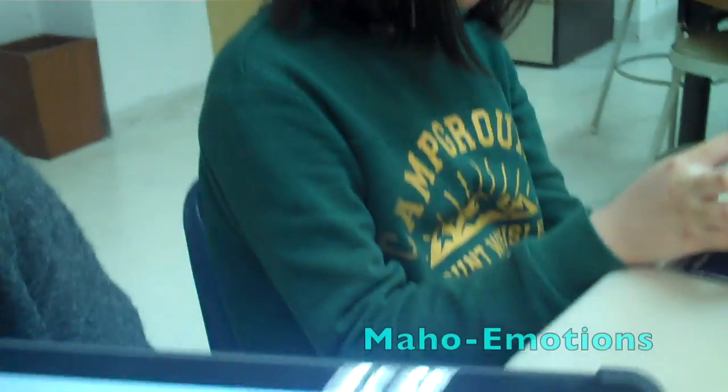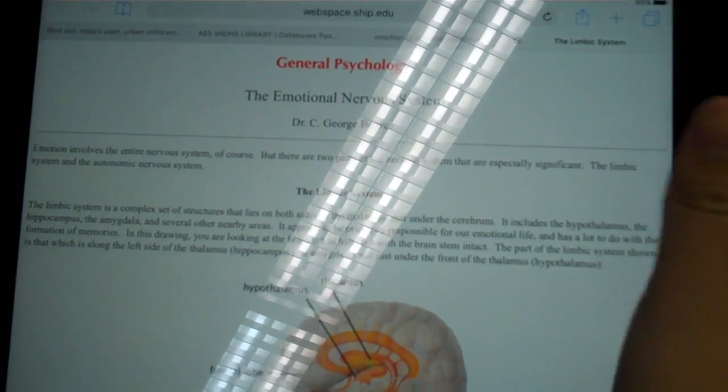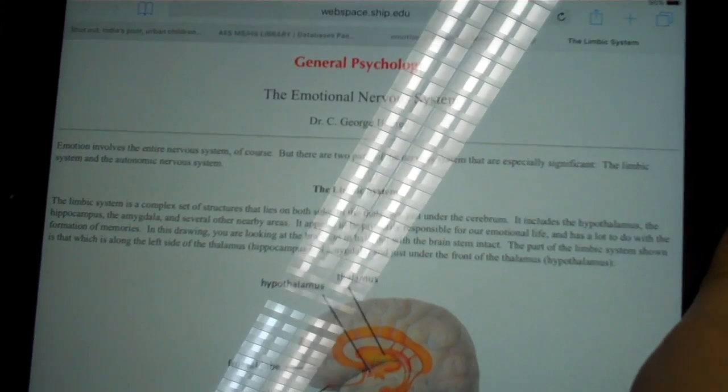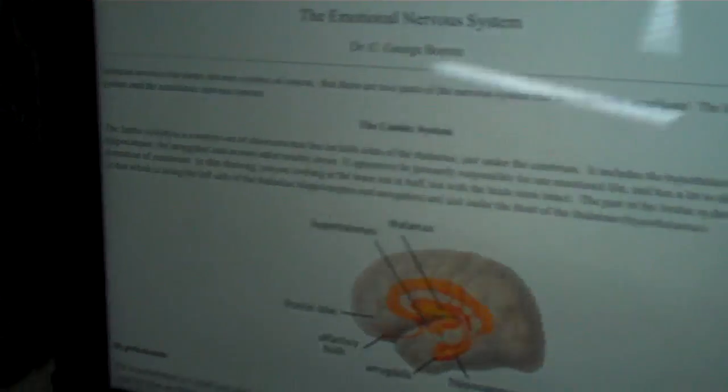I'm looking at Britannica now, but I've looked at educational websites as well. Okay. You want to share some of the interesting information that you found there? So I'm focusing on a specific emotion, and I found that there's a system that produces the emotion.